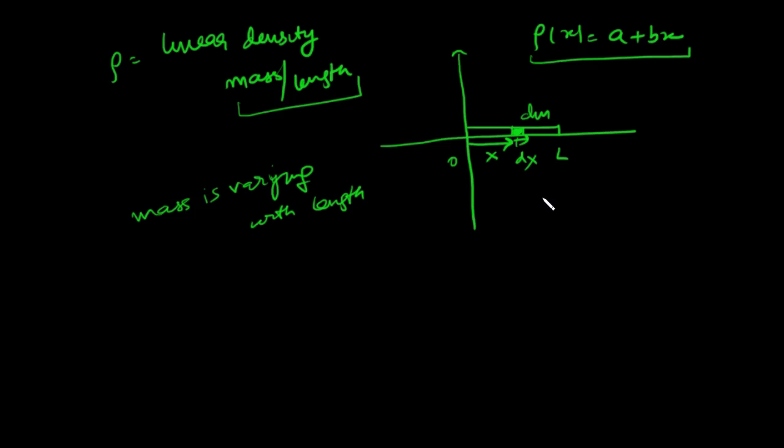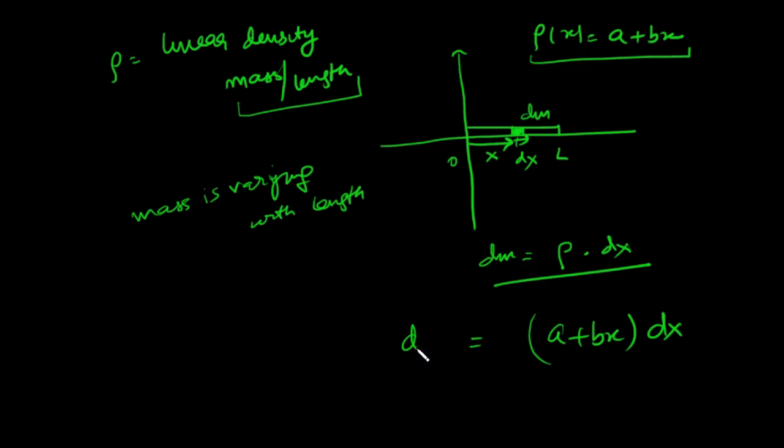Now what would be the mass dm? dm would be equal to rho times dx. Why dx? Because the length of the element mass is dx, and it is taken from the origin at a distance x. So dm was rho dx. Now what is rho? Since we have taken the dm at a distance x, this means rho is varying with x, so we have a plus bx, rho, and we multiply it with dx and we get dm.